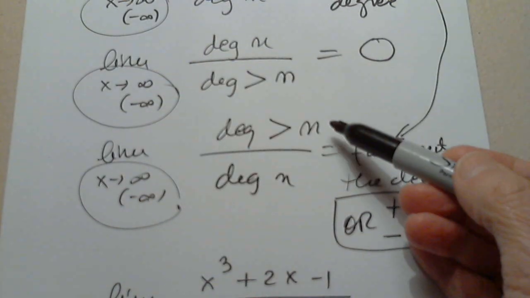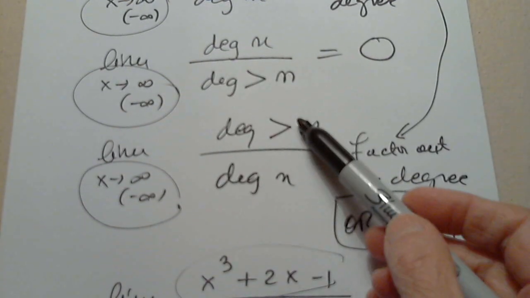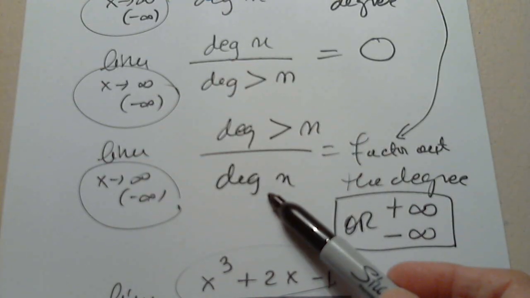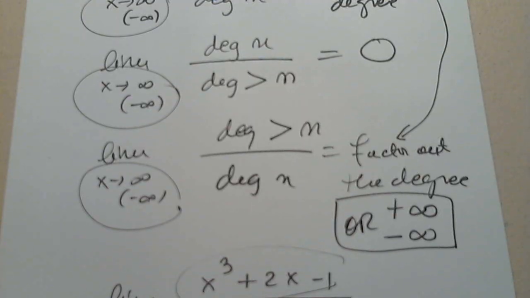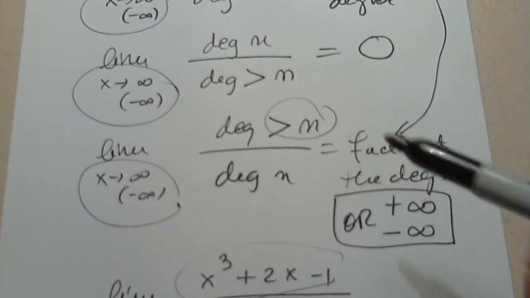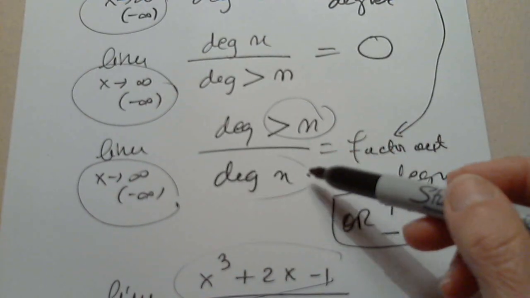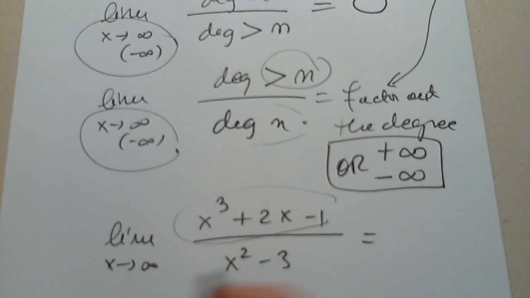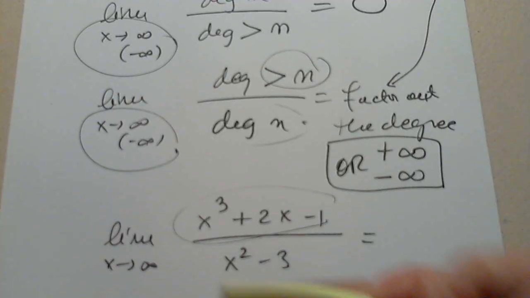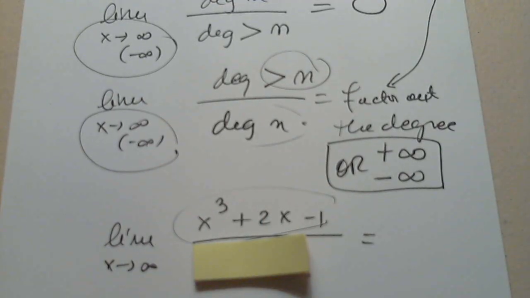And this is the situation. See, the numerator has a higher degree than the denominator. It doesn't matter by how much, by 1, by 10, by 11, it doesn't matter. But the degree in the numerator is higher than the degree of the denominator. This is degree 2, this is degree 3. So I treat them as if they are not together.